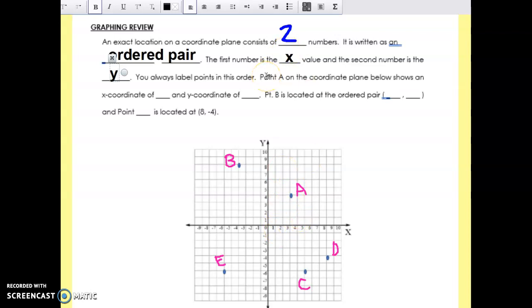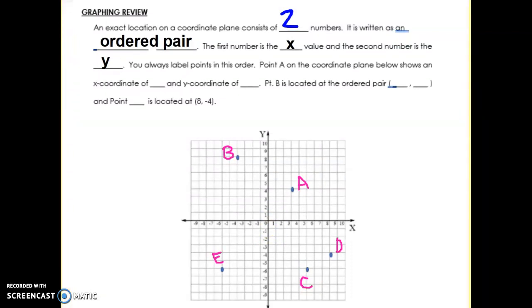Taking a look at specific points, point A on the coordinate plane below here shows an X coordinate of, remember when we are identifying coordinates, it's very important that we remember that we hover in the middle. So we always start right here in the middle at 0, and then we move left or right. So for A, we'd be moving over 3. So it's got an X coordinate of 3 and a Y coordinate of 4.